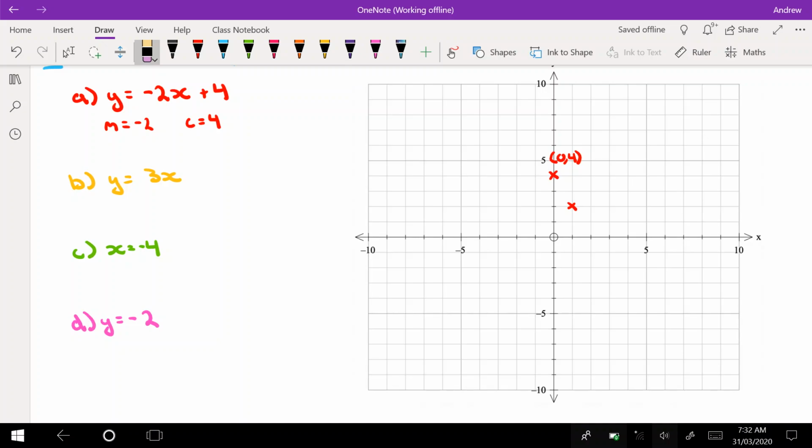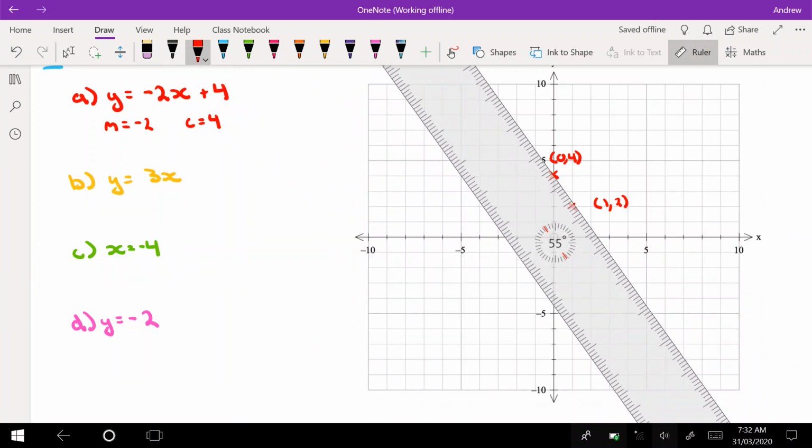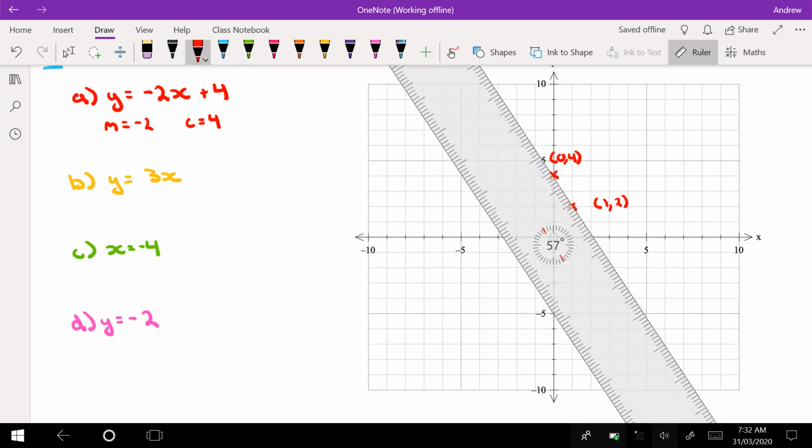Now, all I ever need to find a line is 2 points. So if I get 2 points that I know are on my line, then I can make that straight line, and I can connect these straight lines. And it's going to look something like this.